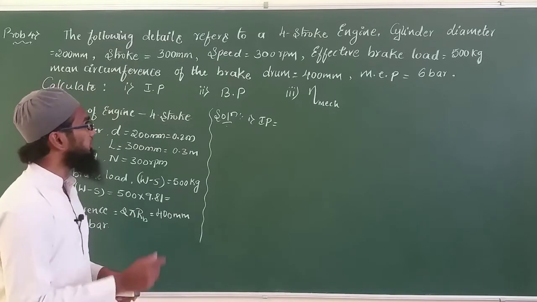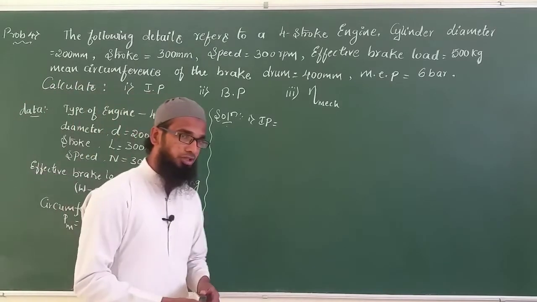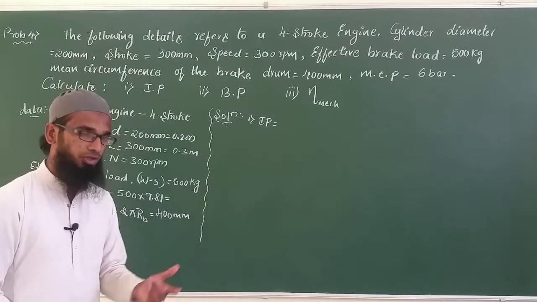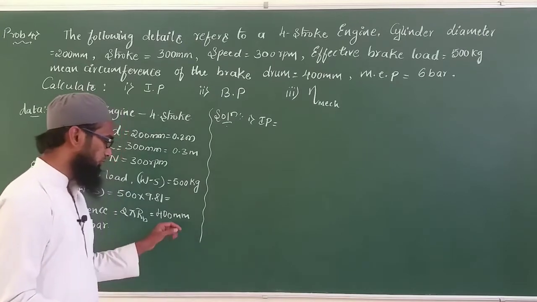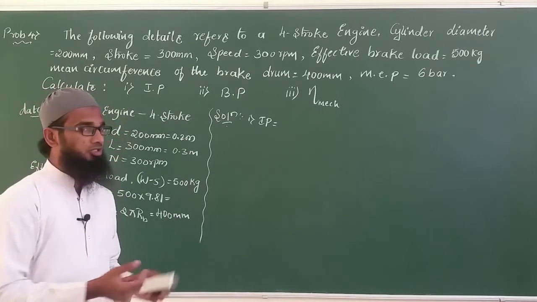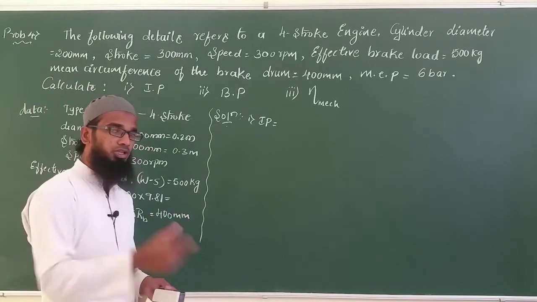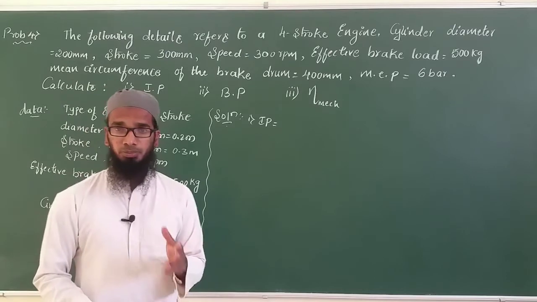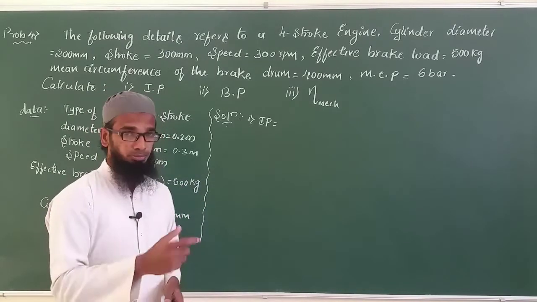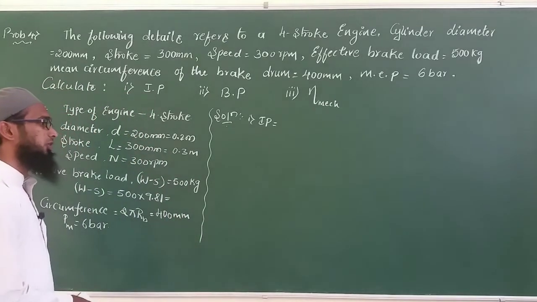Now he has given the mean circumference of the brake drum, which is 2 pi r, that is 400 mm. He has given the mean effective pressure as 6 bar. These are the data he has given. Now we need to find the indicated power, that is the power developed inside the cylinder, as well as the brake power and the mechanical efficiency of the engine.